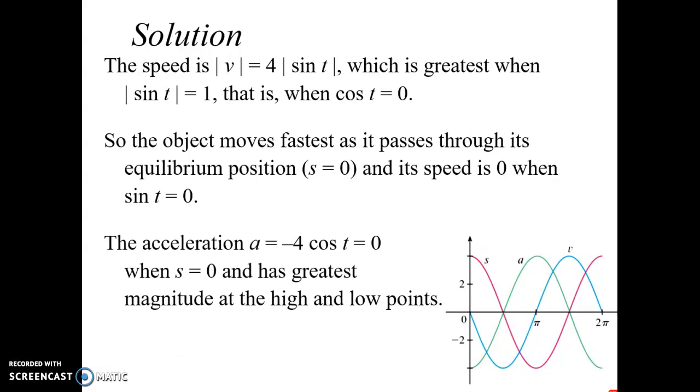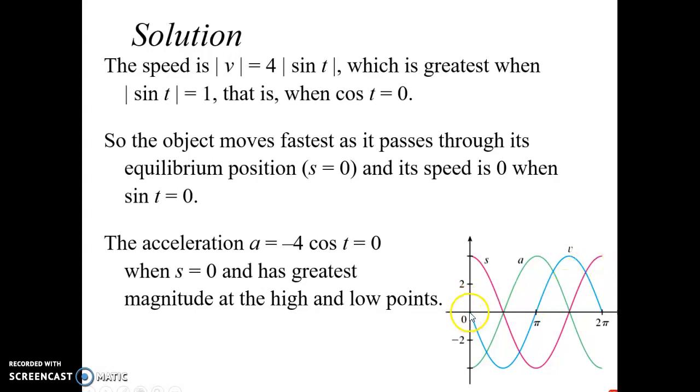If I graph these three functions, that would help us the most. When we look, the acceleration is negative 4 cosine of t. It'll equal 0 when s equals 0, and it will have the greatest magnitude at those high and low points, as you notice. So here's my position function. It starts out at time equals 0 at 4, and then drops to negative 4, and then comes back up to positive 4 again.